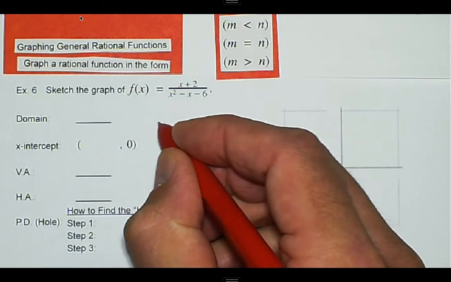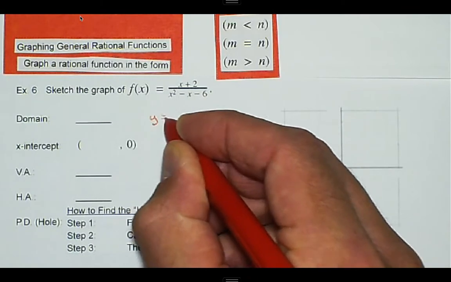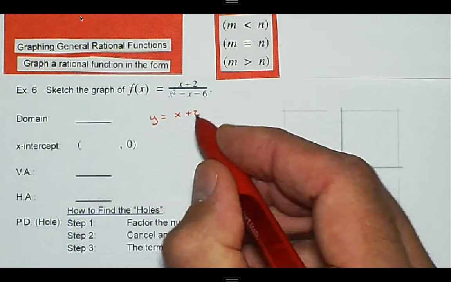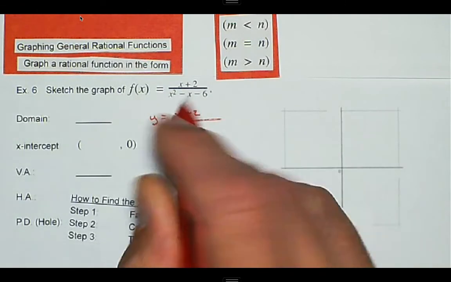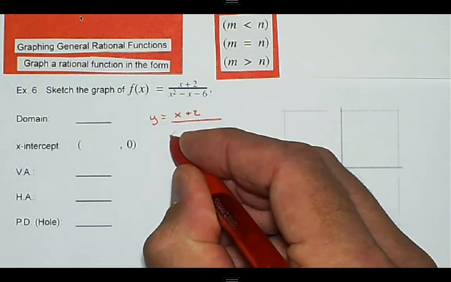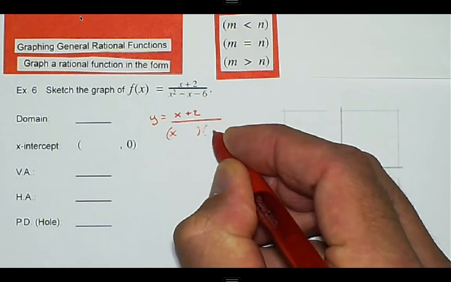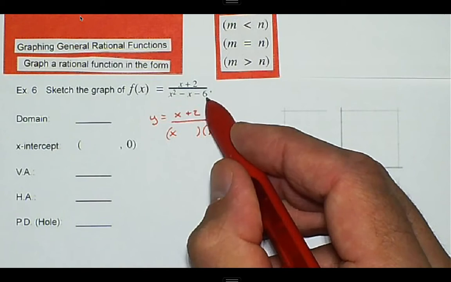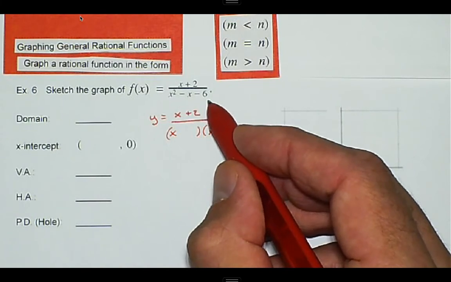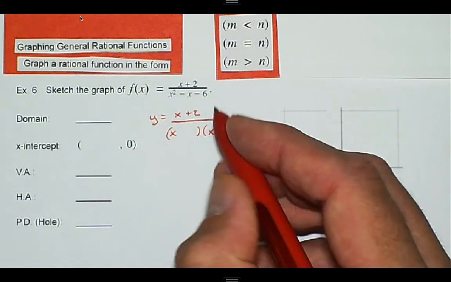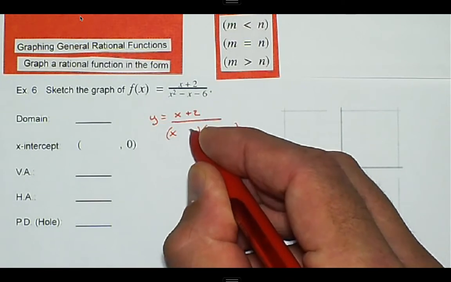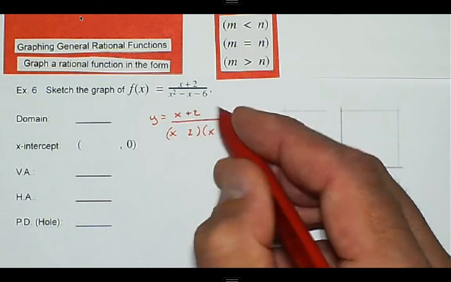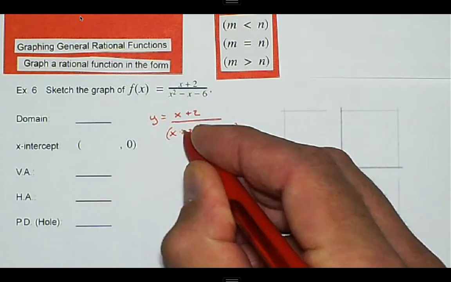So right here, we'll say y equals x plus 2, and then divided by, we got x and x, and we need two numbers that multiply together to -6 and add to -1. So two numbers that multiply to -6 would be 2 and 3. One of them has to be negative. We need a -1 there, so that will be negative and positive.